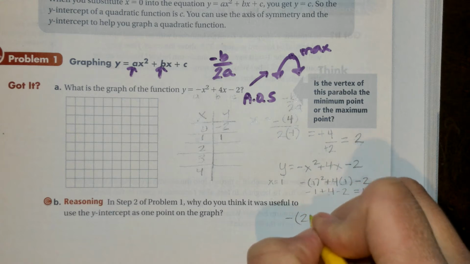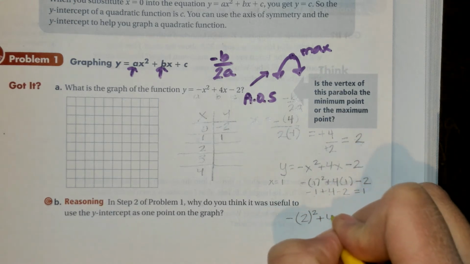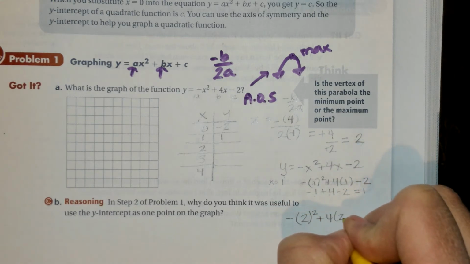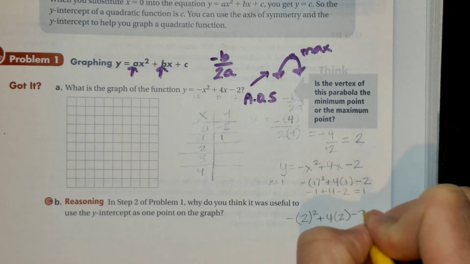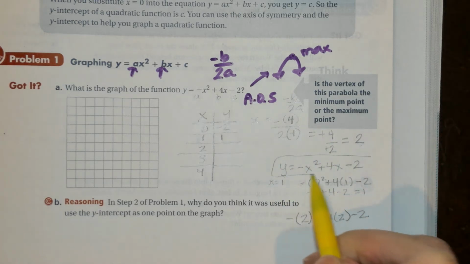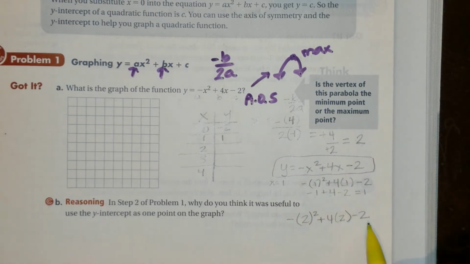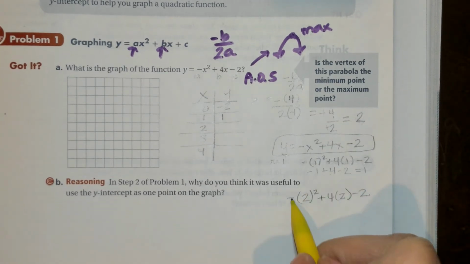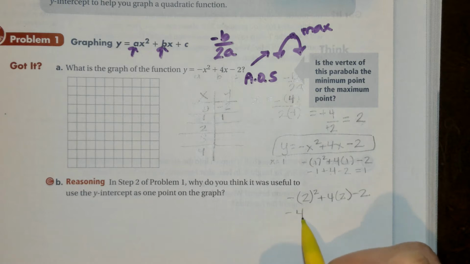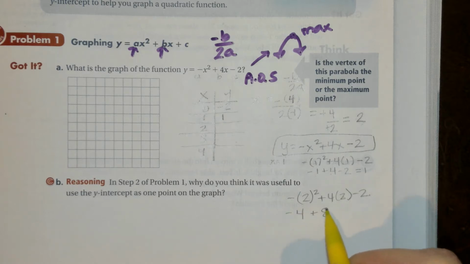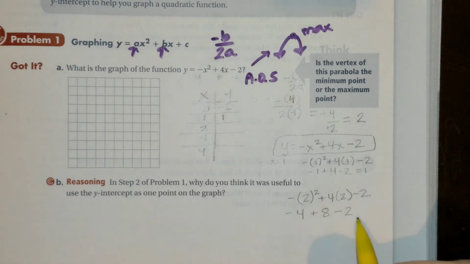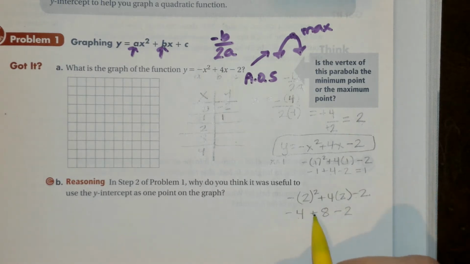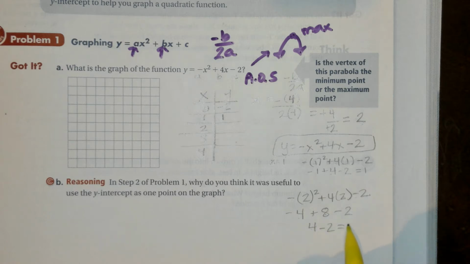So negative 2 squared plus 4 times 2 minus 2. So I'm just using this equation to plug in 2 anywhere I see x. Then I just work it out. Remember that negative stays there. 2 squared is 4. 4 times 2 is 8. So I did exponents, then multiplication. And now I go left to right, adding and subtracting. So negative 4 plus 8 is 4, positive 4. Minus 2 is 2.